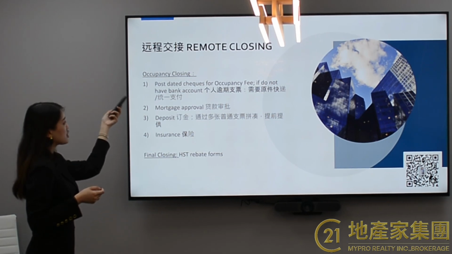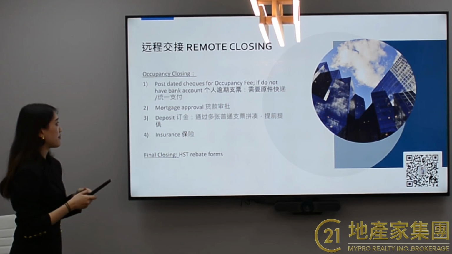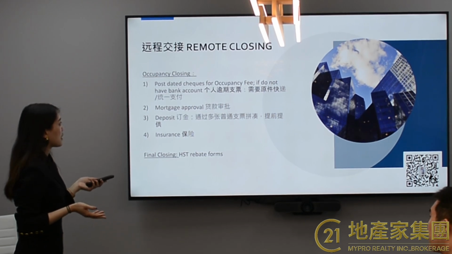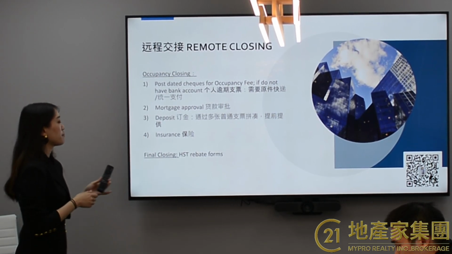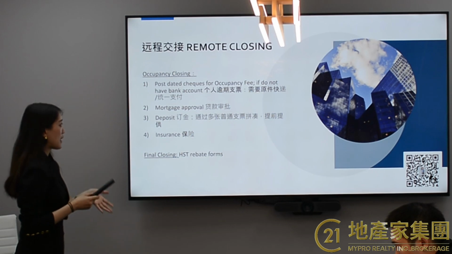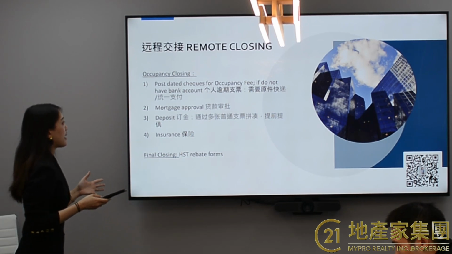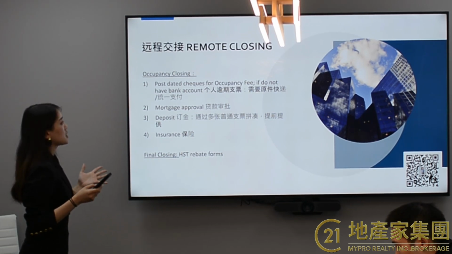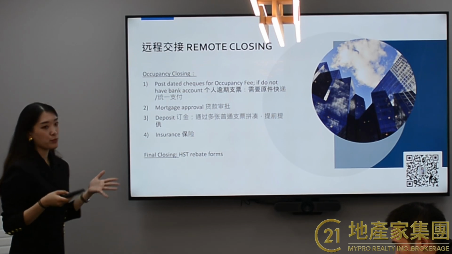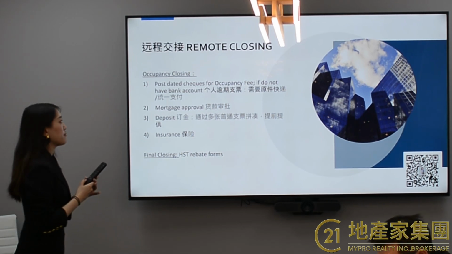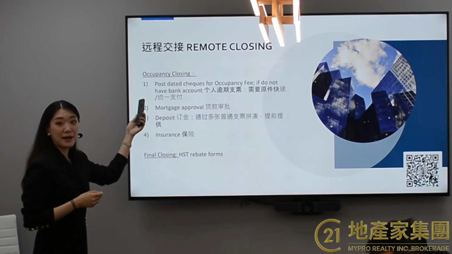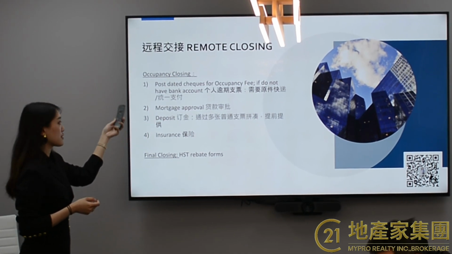First, the vendor will ask for occupancy fees. It's normally in the format of post-dated checks. So the buyer, the purchaser, needs to have checks to do this. And sometimes these days, the vendor will ask for pre-authorized payment instead. So the buyer needs to have a Canadian bank account for this to happen.